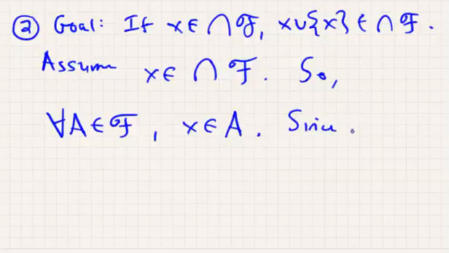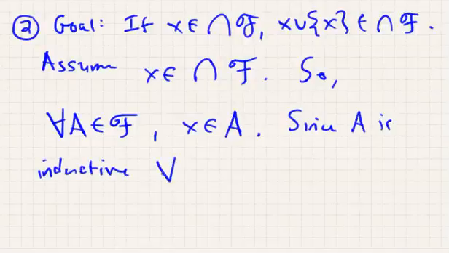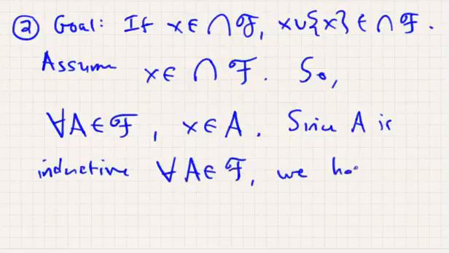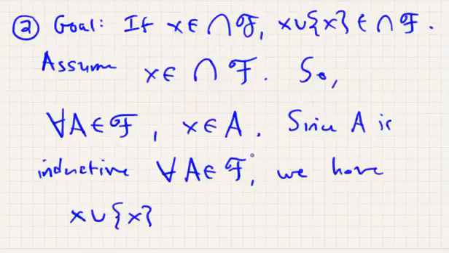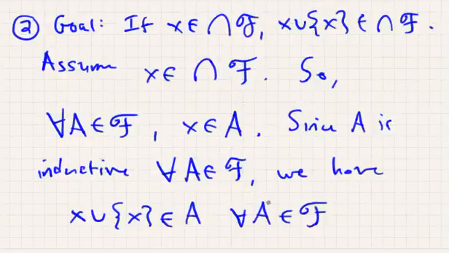Since A is inductive, for all A in F, we have exactly what we want. We have that the successor, X union the set containing itself, is in A for all A in F. But then this is exactly what it means for X union the set containing X to be in the intersection. So then we're done.